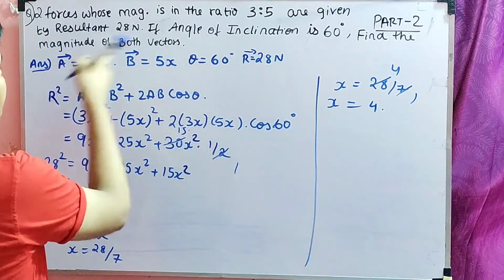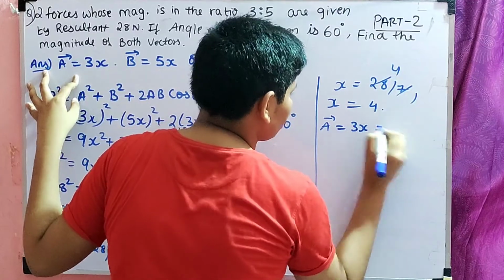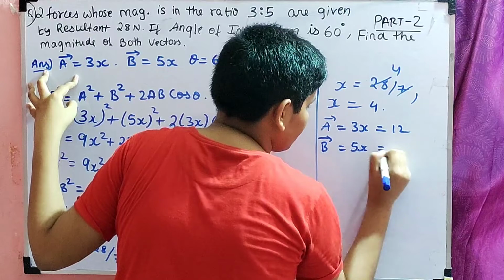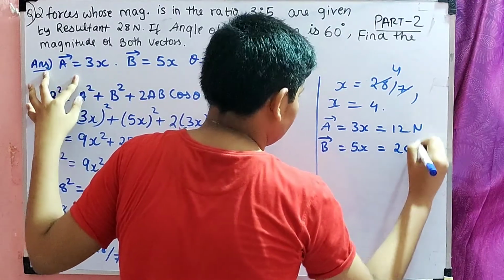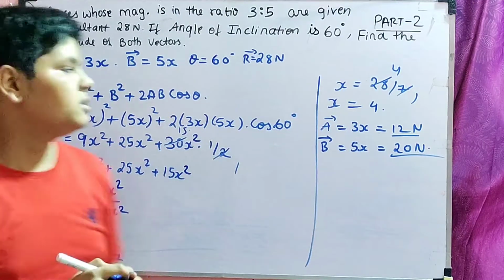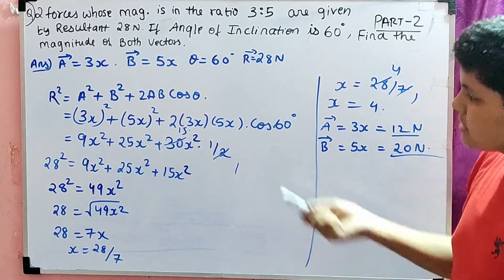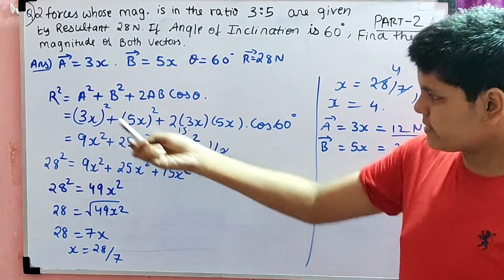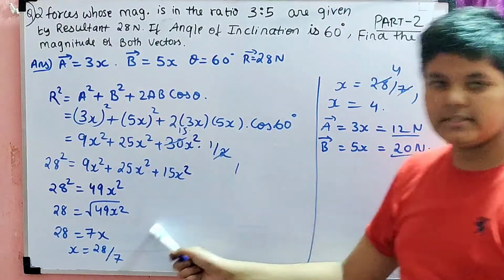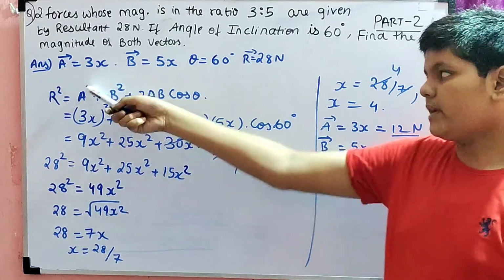Now we have to find the magnitude of both vectors. So a bar is equal to 3x, which is 3 4s are 12. b bar is equal to 5x, which is 5 4s are 20 newtons. So thus we got our answer: 12 newtons and 20 newtons. So this is what we did. First we found which law we have to use. Then we used the formula. After using the formula, we substituted the values of a bar and b bar. After that we got x as 28 by 7, which is equal to 4. We substituted x equal to 4 in place of a bar and b bar, and then we got our answer.